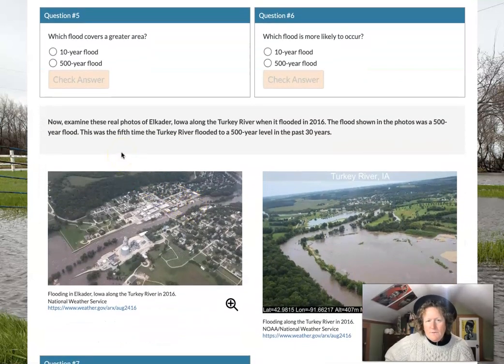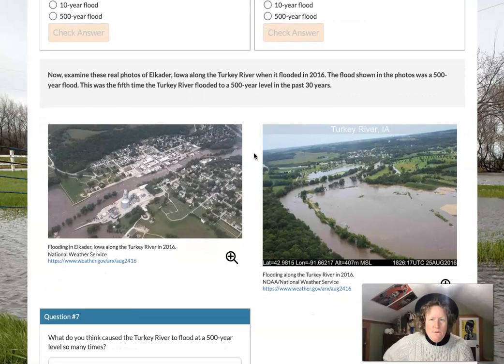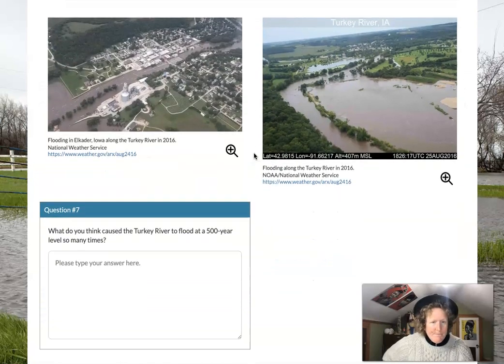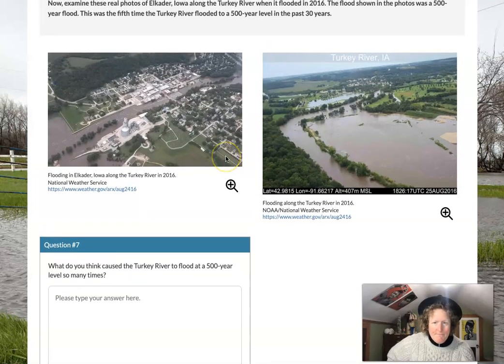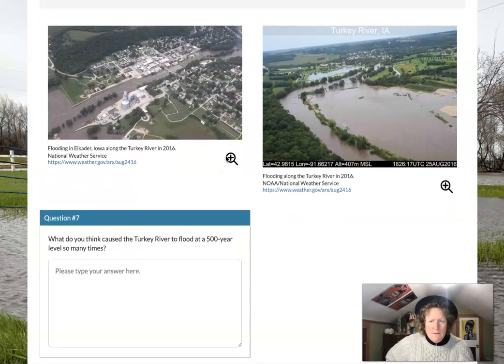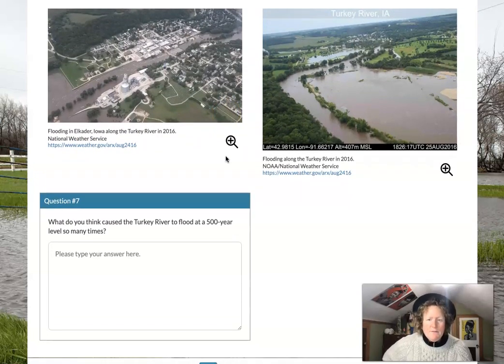Now, look at the real photos of Elkader, Iowa along the Turkey River when it flooded in 2016. The flood shown in the photos was a 500-year flood. This was the 5th time the Turkey River flooded to the 500-year level in the past 30 years. What do you think caused the Turkey River to flood to a 500-year level so many times? Well, you can think about some of the stuff that we went over at the end of lesson 1.